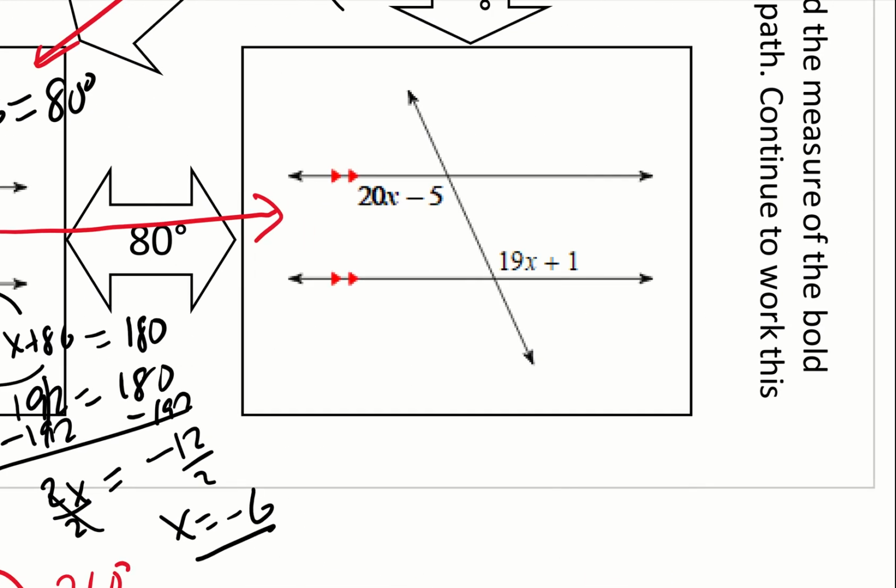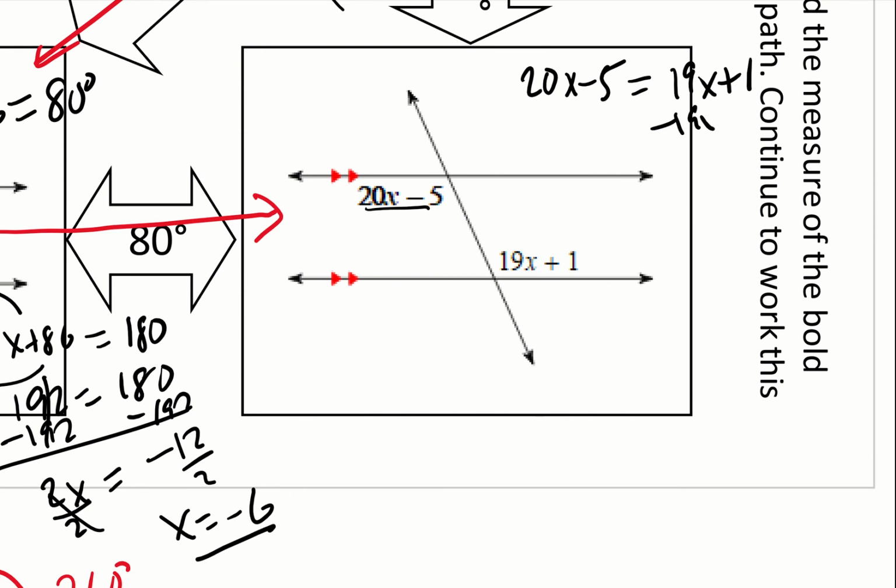All right, so now we're looking at alternate interior angles, or inside the sandwich, right? And they're on opposite sides of the toothpick, or the transversal in this case. All right, so that means that they have to be congruent. Notice that this is an obtuse angle, this is an obtuse angle, so they look the same. So they're congruent. We got 20x minus 5 equals 19x plus 1.